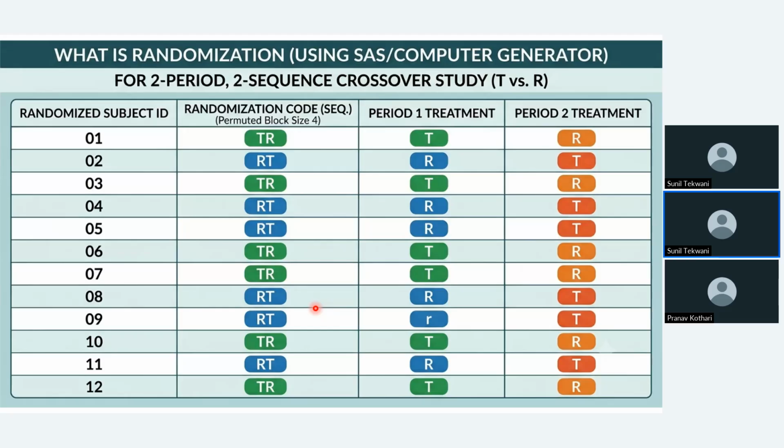So I hope the whole design, these 5 definitions are clear to you. Once again, I will quickly explain what are all these things. So two treatment means test and reference products are given. Two period means in different periods. In one period, one treatment. In second period, second treatment.